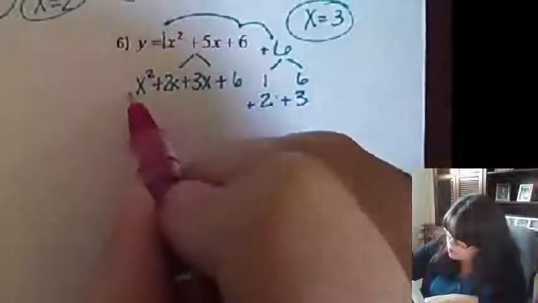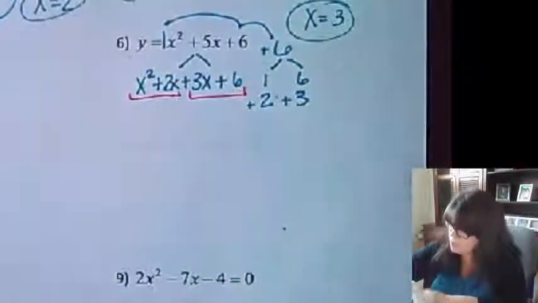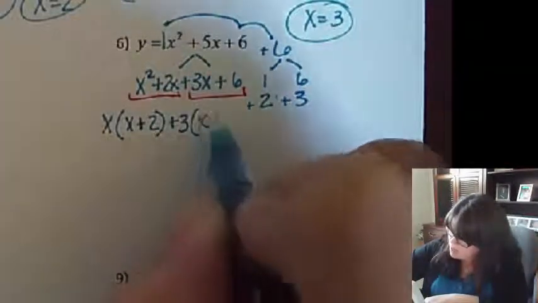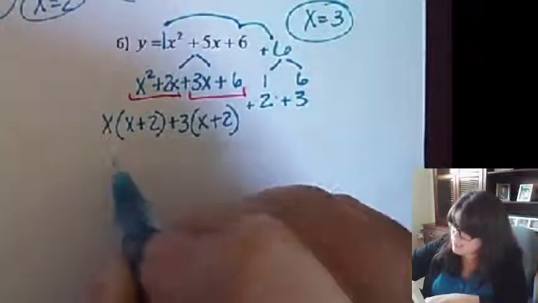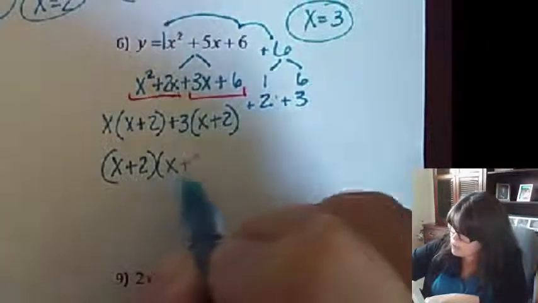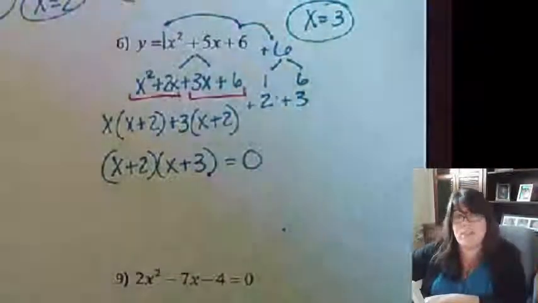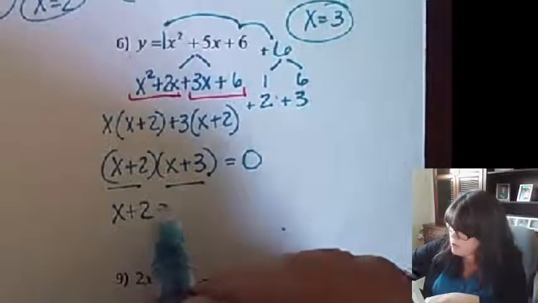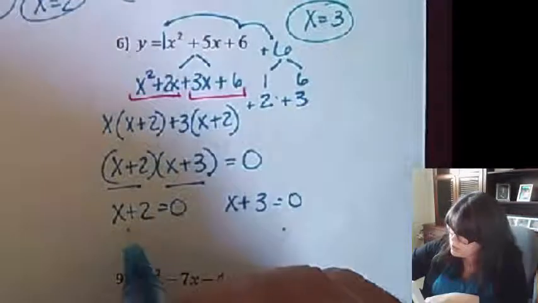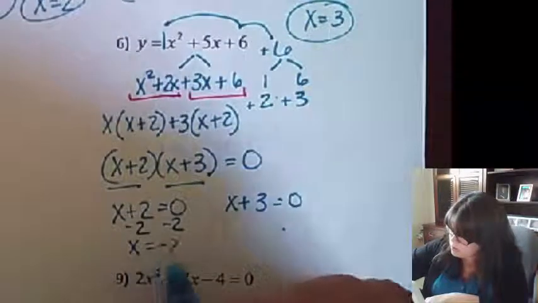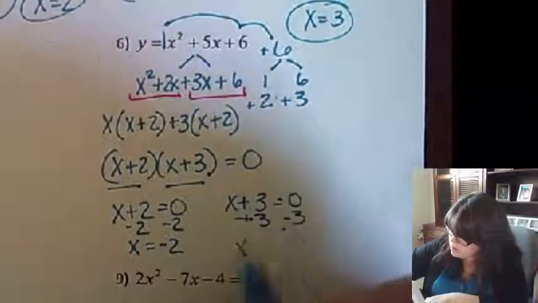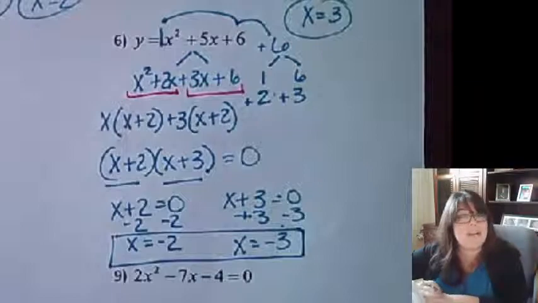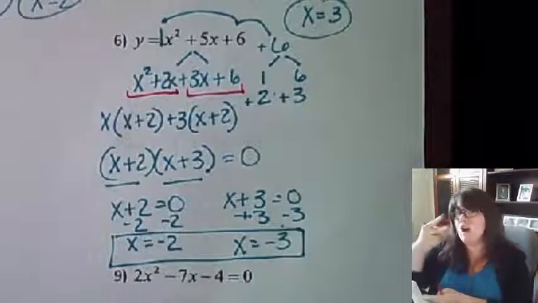Now I'm going to group and group. x times x plus 2 is my leftover. Factor out a 3. And x plus 2 is my leftover. My twins are x plus 2 and my loners are x plus 3. Of course, all equal to 0. Now my ZPP says take each of these factors and set them equal to 0. So x plus 2 equals 0 and x plus 3 equals 0. Solve those two. x equals negative 2 and x equals negative 3. So this parabola crosses the x-axis in 2 places.